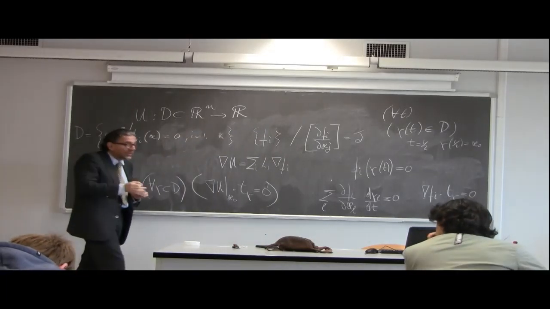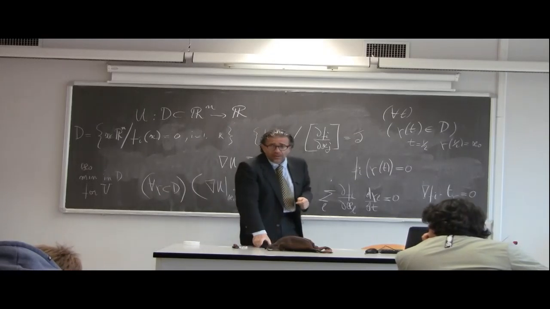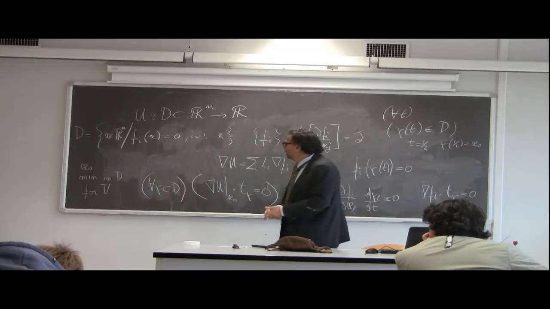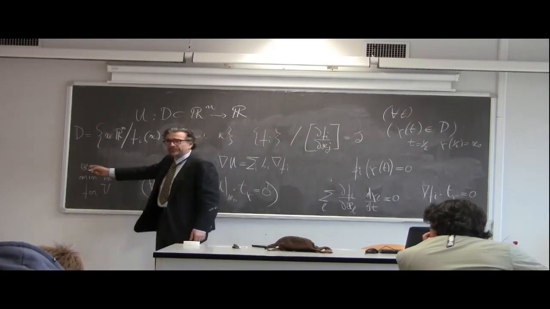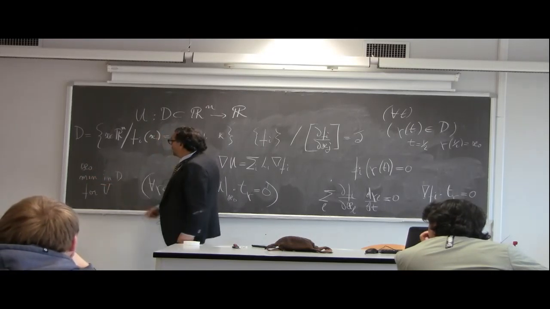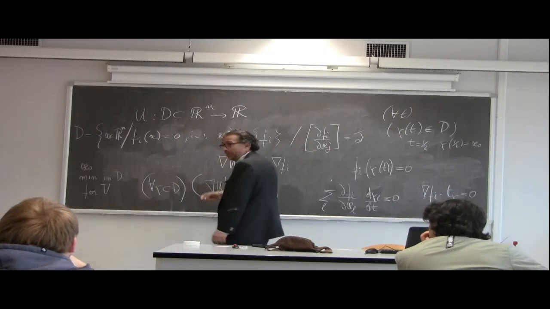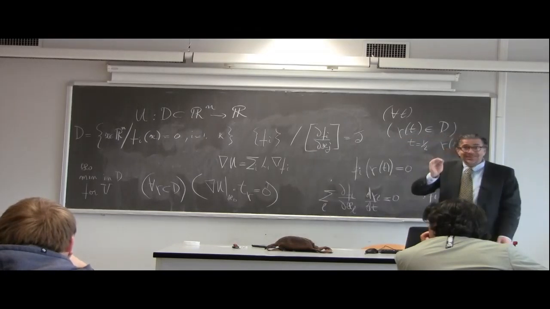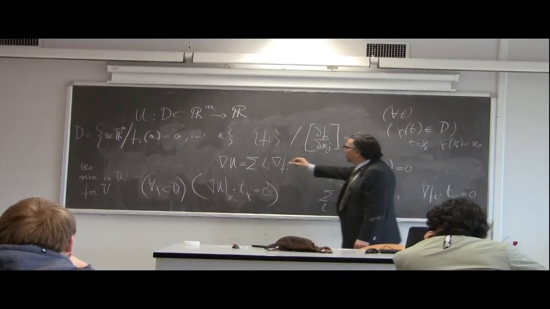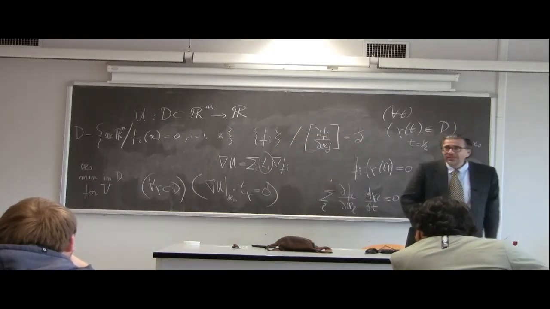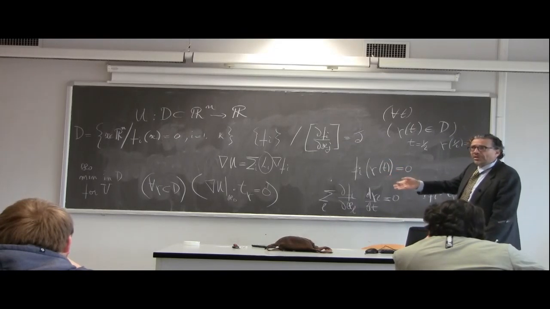So I have proven carefully, slowly, that for every x0, minimum in D or maximum in D, when D is defined in this way, there exist k Lagrange multipliers such that grad u is a linear combination of grad phi's.